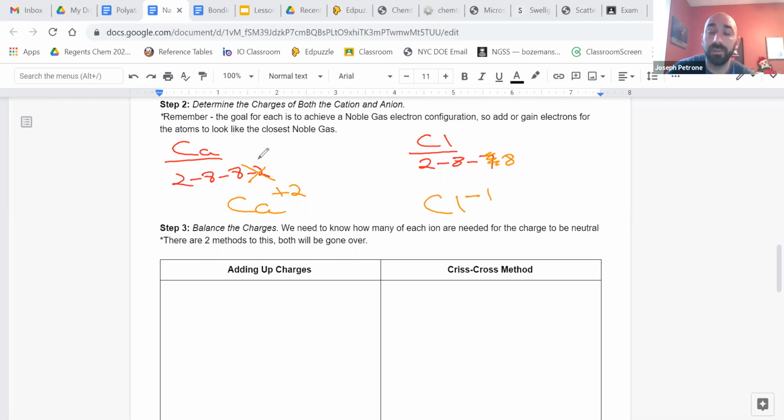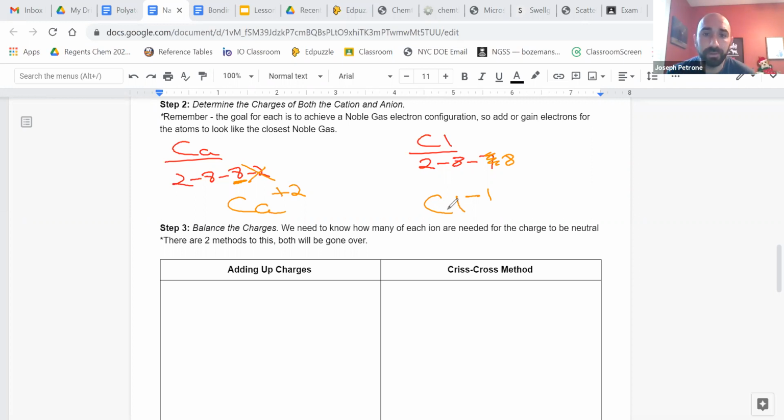Once again, calcium loses 2 electrons because it loses those to become the noble gas. So it's +2. Chlorine has 7, so it needs 1 more to become the 2, 8, 8. So it is chlorine with a -1 charge. And this kind of goes back to our initial statement. We know calcium is the metal, so it must be the cation. Chloride is the non-metal, so it's the anion.